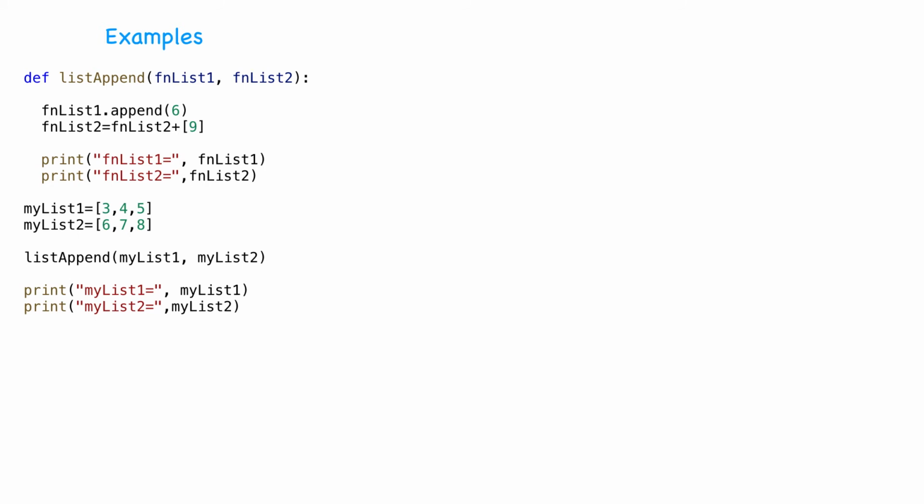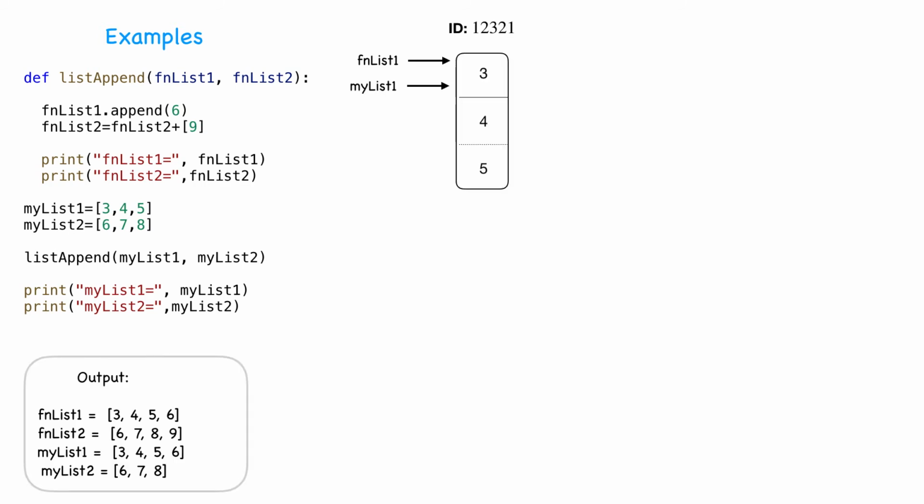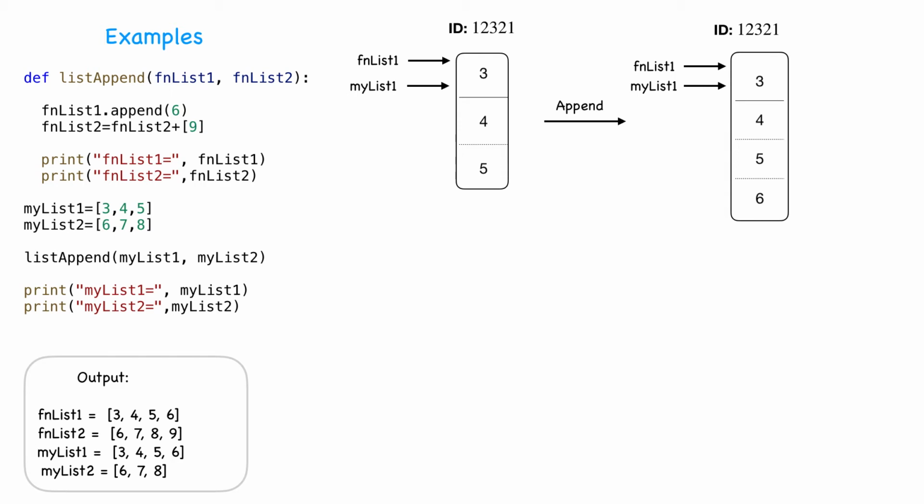Now I'm calling the list append function, and I'm passing my list 1 and my list 2 as arguments. So fn list 1 and fn list 2 will reference my list 1 and my list 2 respectively. So this is what you see. Fn list 1 and my list 1 are referencing 3, 4, 5 with this particular ID, and you are appending 6 to fn list 1 within this function, which means, as append is an internal method of the list class, fn list 1 would be modified to 3, 4, 5, 6. As we have seen earlier, the changes are also reflected outside the function. So my list 1 will also be referencing the same object with all the changes.